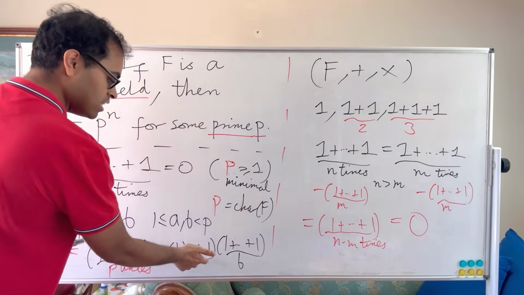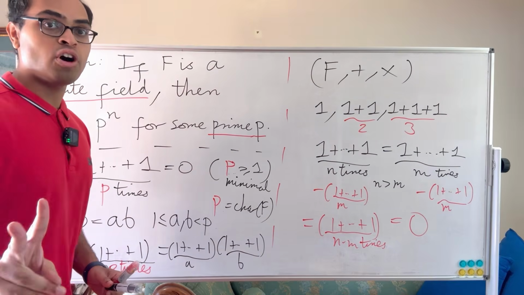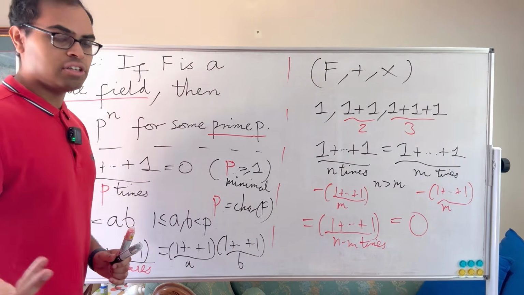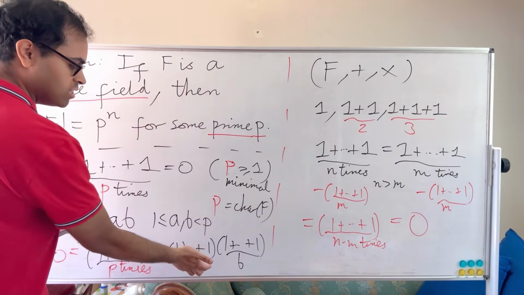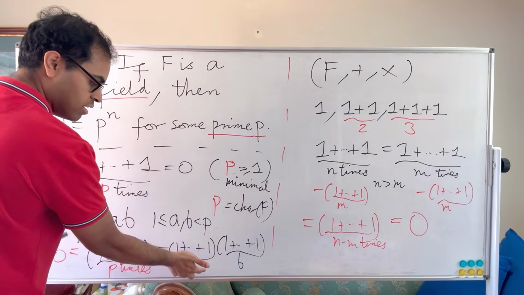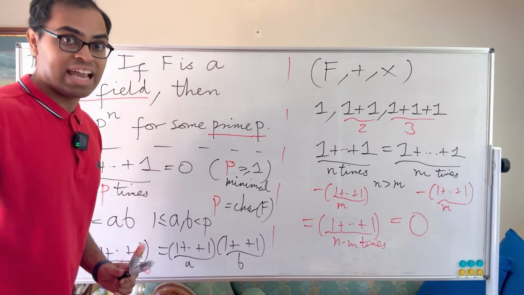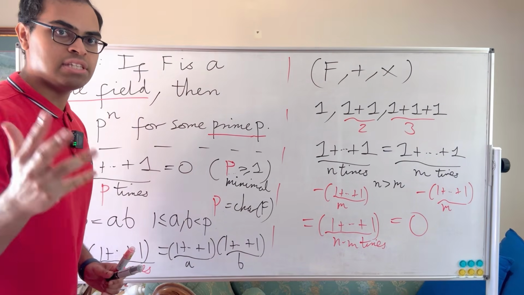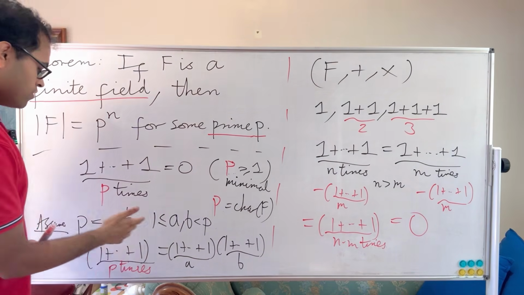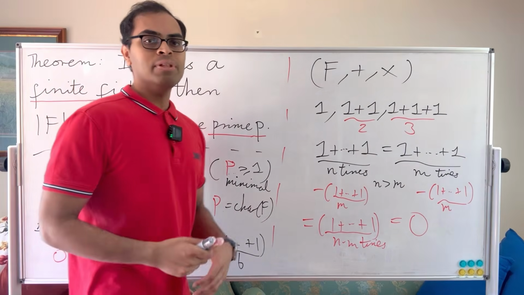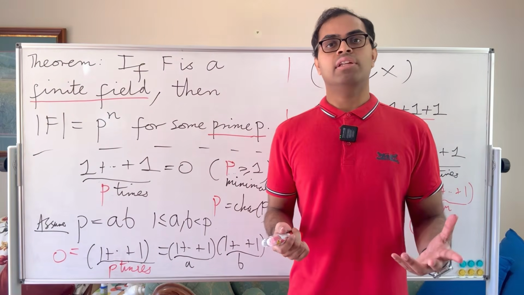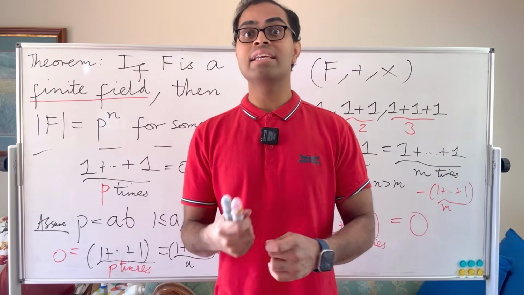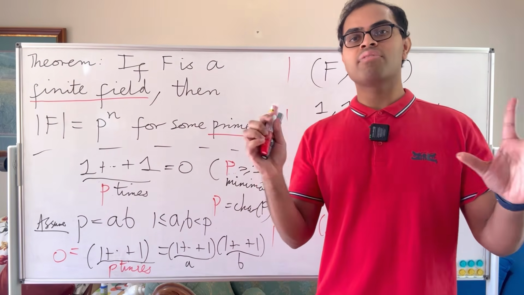So therefore, neither of these are 0, but a product of two non-zero things cannot be 0. That's what's called an integral domain. Fields are integral domains because of division. So you can divide both sides by 1 plus 1 dot dot dot a times, and if you do that, you get 1 plus dot dot dot plus 1 b times is 0, which is a contradiction of the minimality of p. So for example, Z is an integral domain, but it's not a field. You can't divide, but it's still the case that ab is 0 implies a is 0 or b is 0. There are no zero divisors, so to speak.